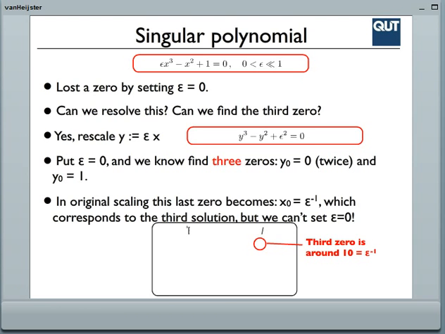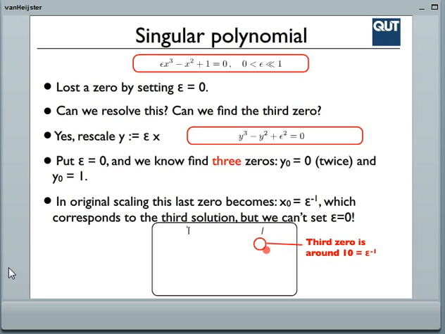So now we find our rescaled equation. If we now undo our rescaling, we indeed find the third term, which is the 1 over epsilon. This zero is a big zero. Of course, when you put epsilon to zero, this solution goes to infinity. That's why we don't find it. So we take epsilon as 0.1, as we did in the previous slide. We indeed see the solution is allowed.